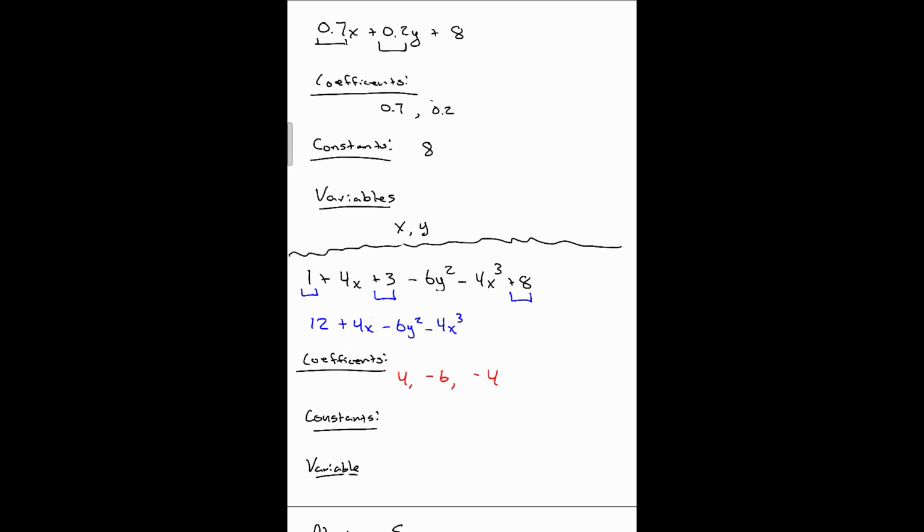My constants would be the numbers that don't have letters attached to them. So my constant in this expression would be 12. The only variables that I see, or the letters that we see, are x, y squared, and x to the third. And that's all.